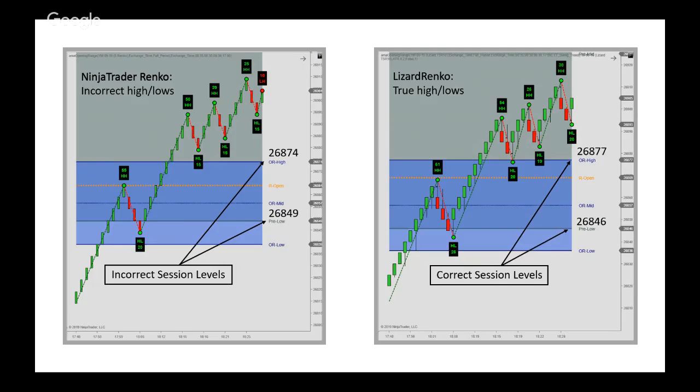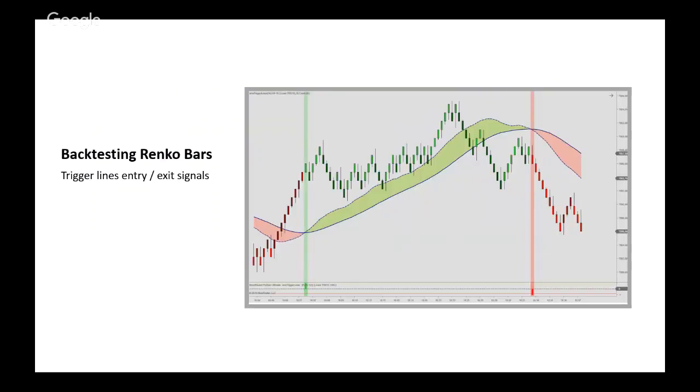Now we'll move on to the topic of backtesting Renko bars. What we've done here is to create a very simple crossover strategy using trigger lines. That's an indicator from our library. So the entry and exit signals are found by using a 20/80 moving average cross. There's a simple fixed profit target of 100 versus a stop loss of minus 50 ticks.